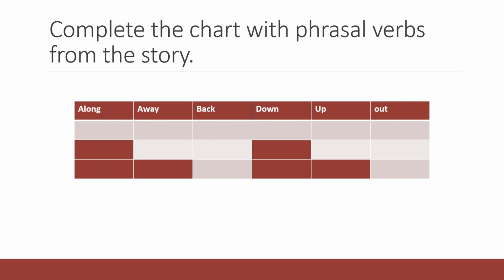Complete the chart with phrasal verbs from the story. Okay, so let's see what phrasal verbs do you remember. So, with along, we can get along. With away, we can say move away or go away. With back, fly back, ride back, and come back. With down, we have the verb settle down. With up, break up, grow up. And with out, break out, work out, turn out.